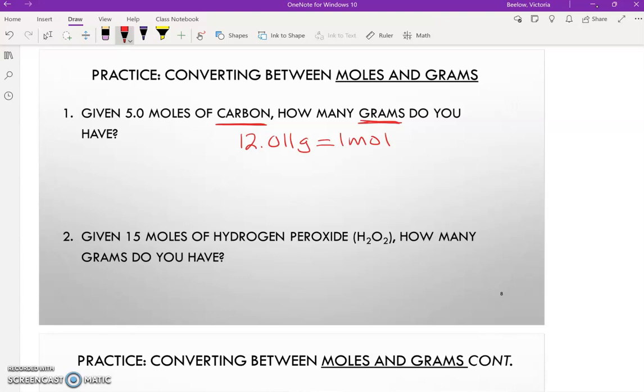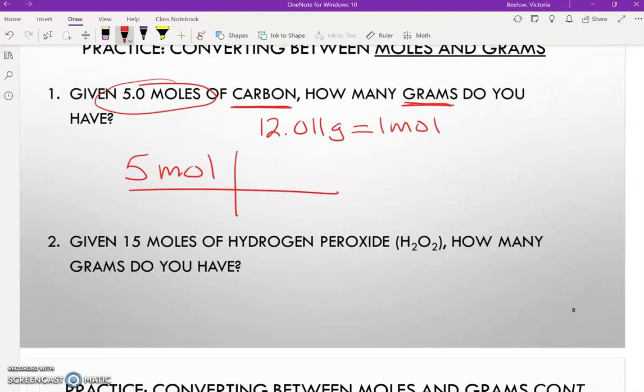Whatever number I give you in the problem, that's what you're going to be starting your picket fence with, because you're going to have to convert that. So we're going to start our picket fence with 5 moles, because we're trying to take those 5 moles of carbon and convert it into grams. Just like how we would do a picket fence, the unit that goes in the bottom has to be the same as the unit that is here.